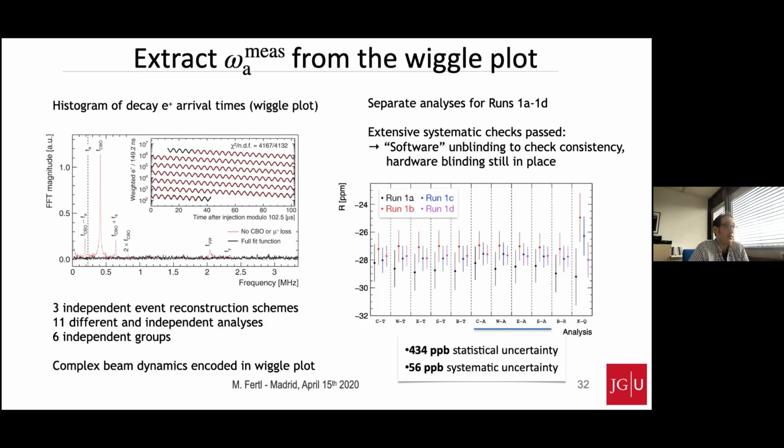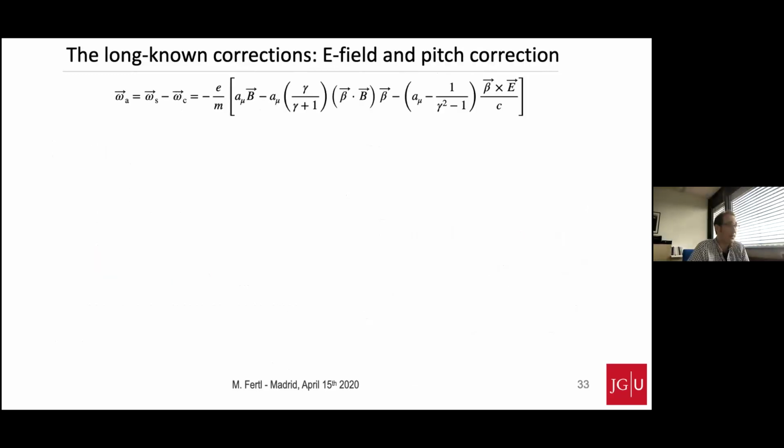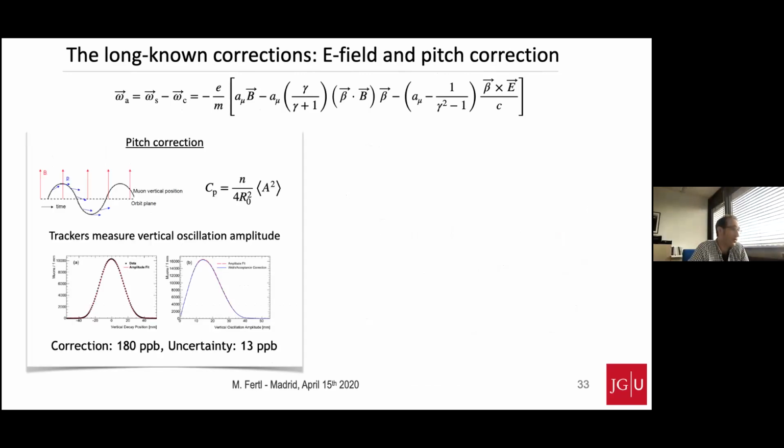Already for the predecessor experiments, there have been long known corrections that we have to apply. I mentioned it before, the corrections for the electric field and the pitch. The pitch correction we actually extract from the tracker by measuring the amplitude of the modulation of the swimming in the beam, and we can then derive a correction to the measured frequency, which is as large as 180 parts per billion, but with a small uncertainty of only 13 parts per billion.